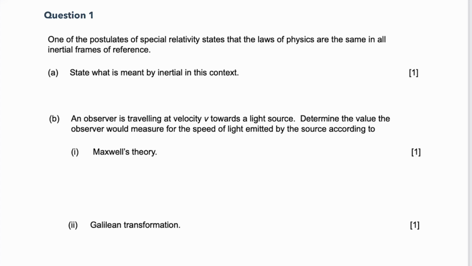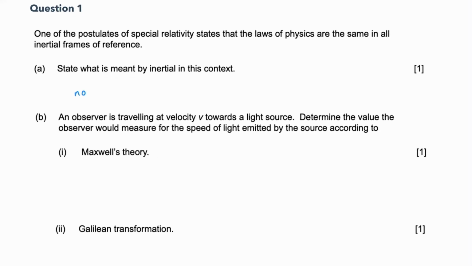Question 1. One of the postulates of special relativity states that the laws of physics are the same in all inertial frames of reference. State what is meant by inertial in this context. Well, we learned in step 1 that an inertial frame of reference is one that is not accelerating. It does say state, it doesn't say explain, and we're just really looking for the key word to allow us to get that 1 mark.